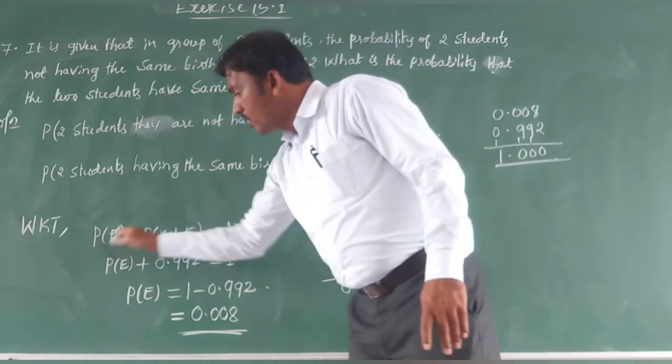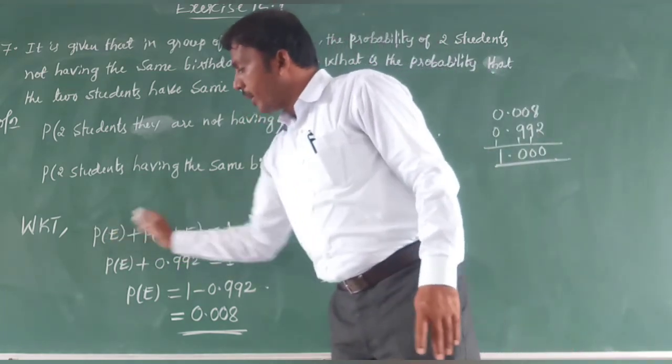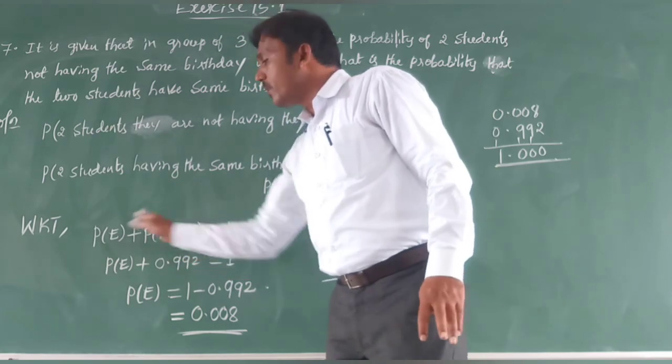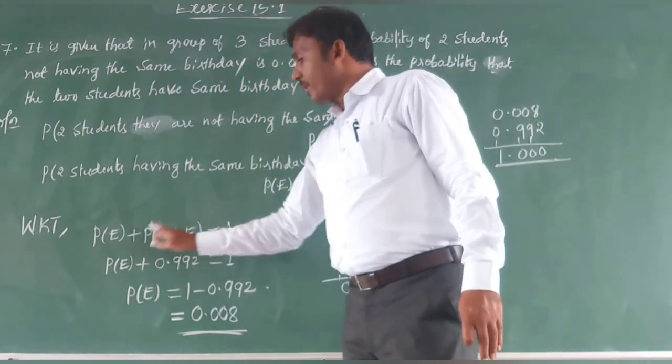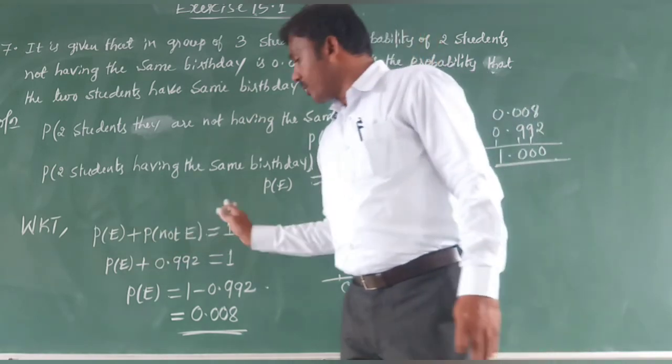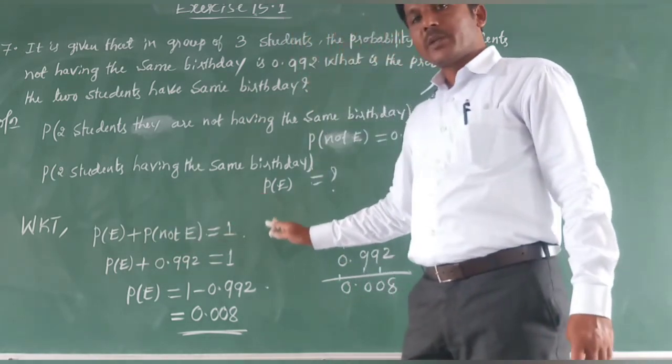Out of the two, if any one is not given, you can find it by using the relation P of E plus P of not E, or P of E plus P of E bar, is equal to 1. By using this relation we can find this.